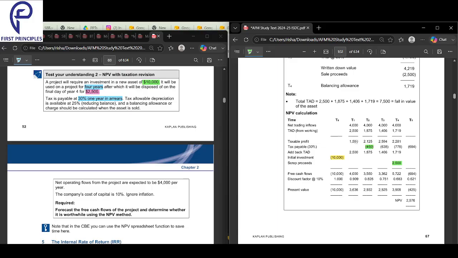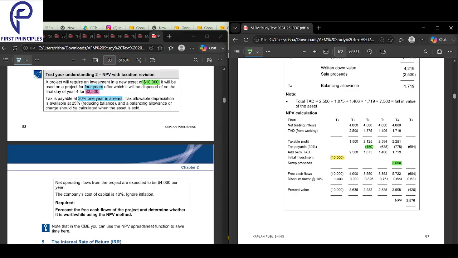Just do this quickly: 15 threes are 45, so 30% of this is this. Just do 2125 into 0.3. So you're making sense of the numbers here, and this is your tax that has come here.